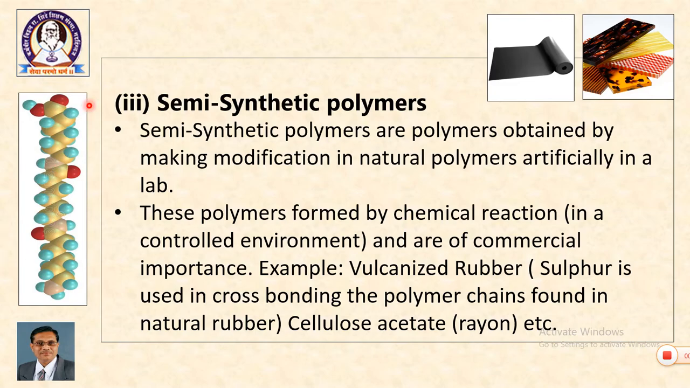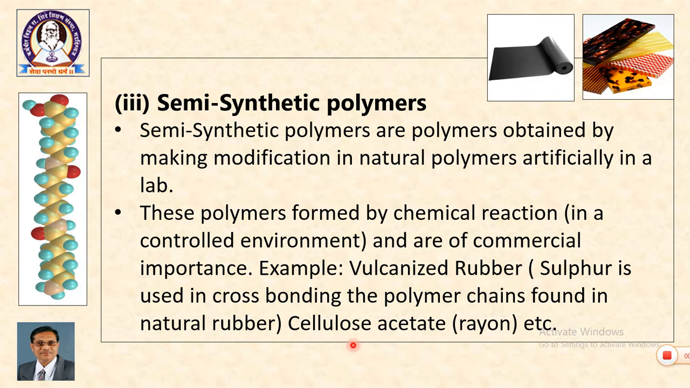Then there is a third category which is called semi-synthetic, in which the polymer is obtained from a natural source and then it is modified as per the requirement. Semi-synthetic polymers are polymers obtained by making modifications in natural polymers artificially in the lab. These polymers are formed by chemical reaction and are commercially important. For example, vulcanized rubber: natural rubber is converted into vulcanized form by using sulfur crosslinks.